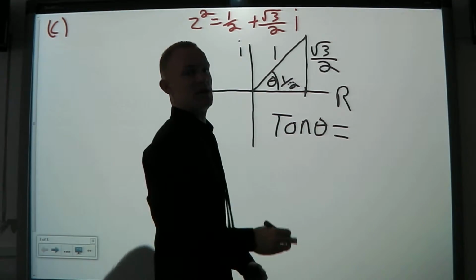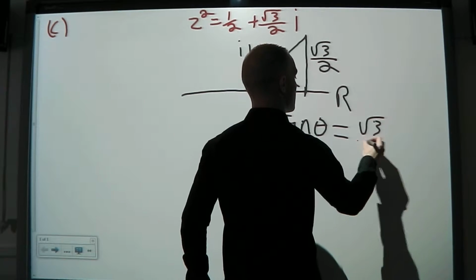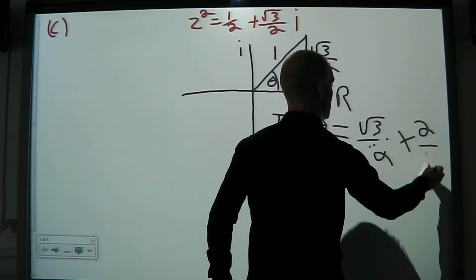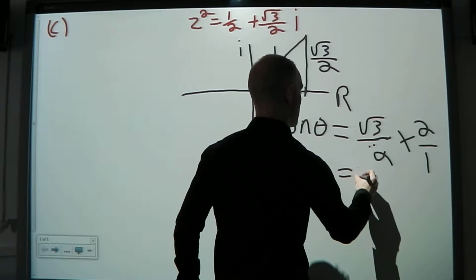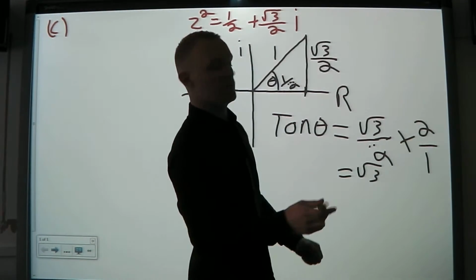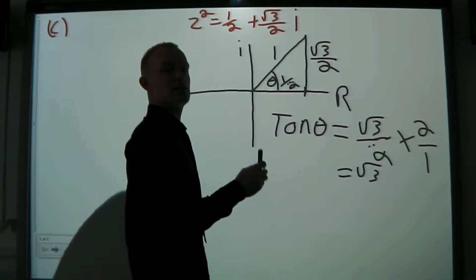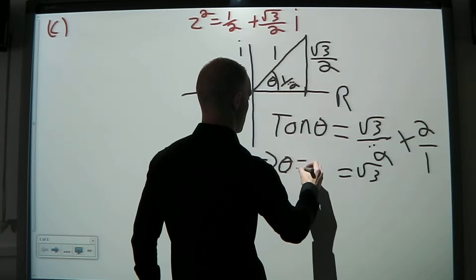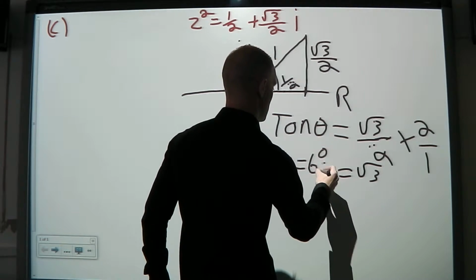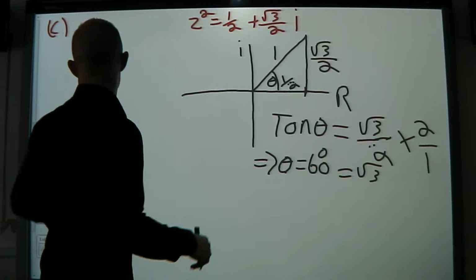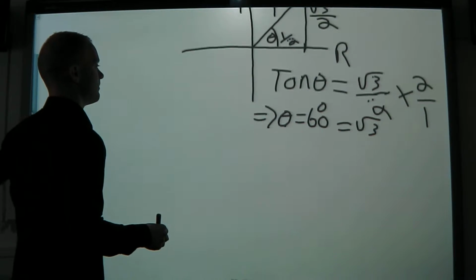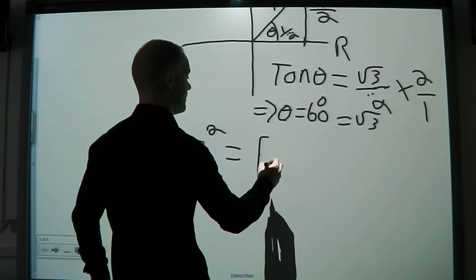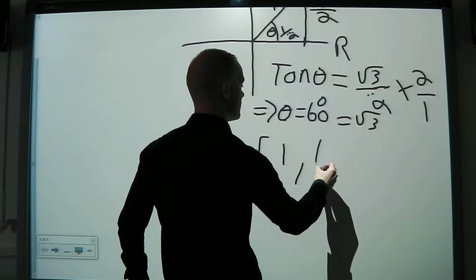is equal to opposite over adjacent. So that's root 3 over 2 divided by a half, which is simply multiplying it by 2. And that is equal to root 3. Now, when tan theta is equal to root 3, that means theta is equal to 60 degrees. Now I'm going to write this in the form of r comma theta. So z squared is equal to r, which is our hypotenuse, which is 1, comma theta, which is 60 degrees.